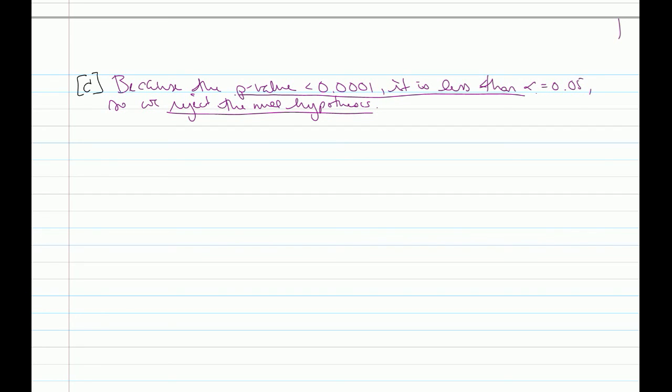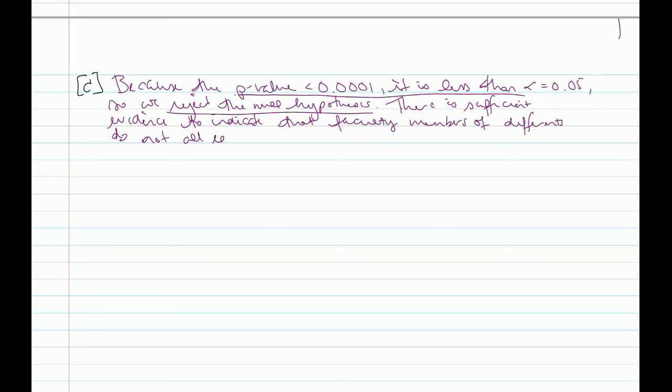So now we need to go and put it in context. There is sufficient evidence to indicate that faculty members of different ranks do not all earn the same average salary.